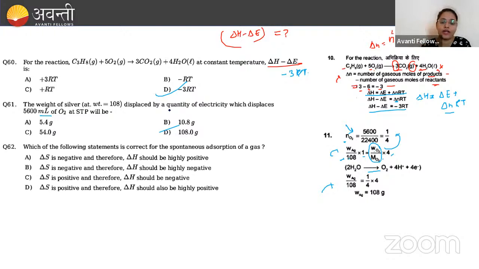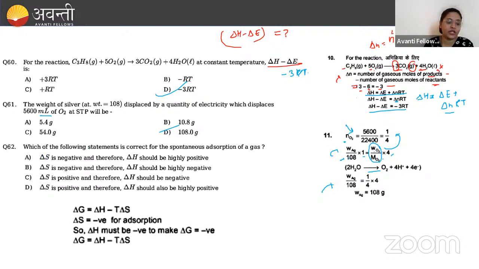Which of the following statements is correct for the spontaneous adsorption of gas? The options are: delta S negative and delta H positive; delta S negative and delta H highly negative; delta S positive and delta H negative; delta S positive and delta H highly positive. We need to consider the Gibbs-Helmholtz equation, delta G is equal to delta H minus T delta S. For the adsorption process, delta S is always negative. Delta G must be negative for a spontaneous reaction, so delta S will be negative and delta H should be highly negative. So option B will be correct. Okay, let's move on to the next problem.